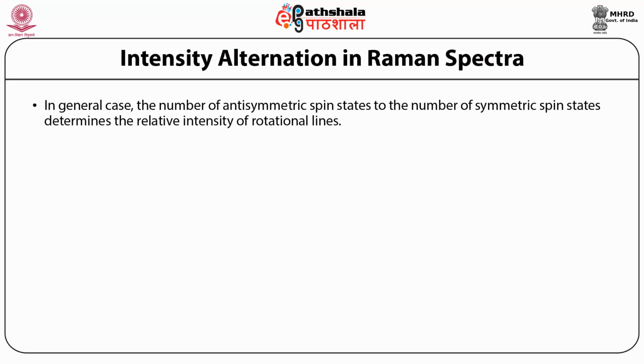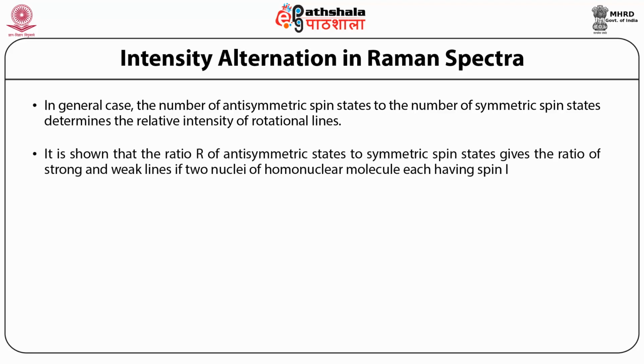In the general case, the number of antisymmetric spin states to the number of symmetric spin states determines the relative intensity of rotational lines. It is shown that the ratio of antisymmetric states to symmetric spin states gives the ratio of strong and weak lines. If two nuclei of a homonuclear molecule each have spin I, then R is equal to I plus 1 by I for fermions and R is equal to I by I plus 1 for bosons.